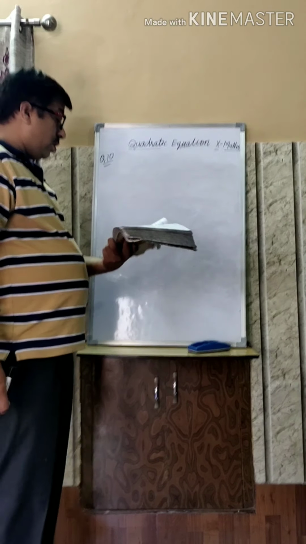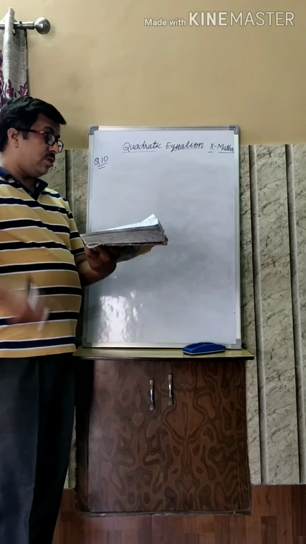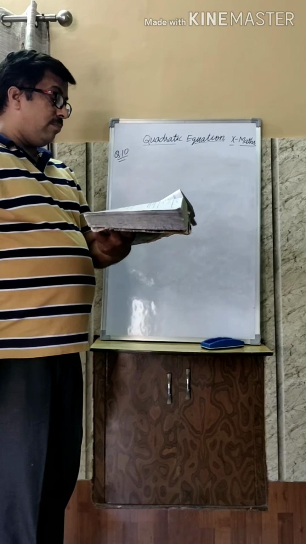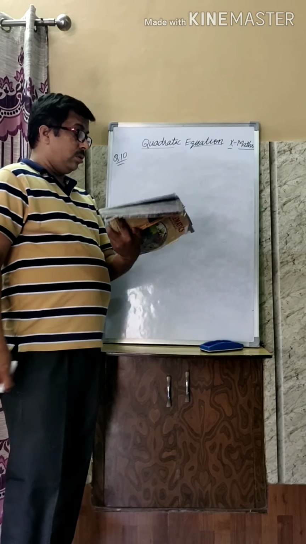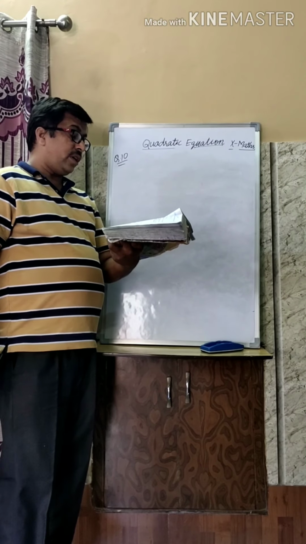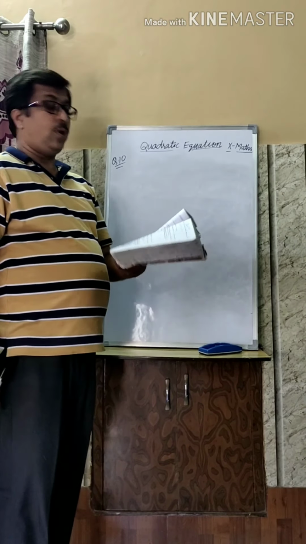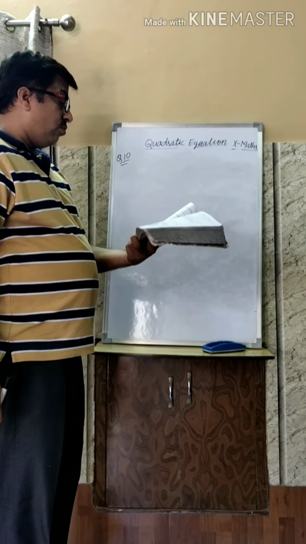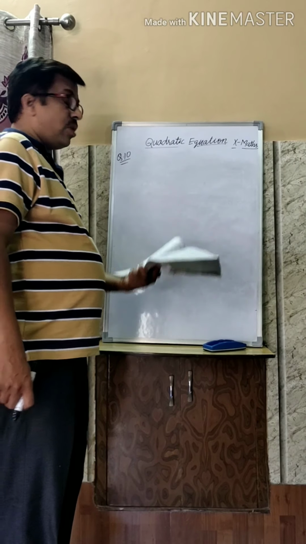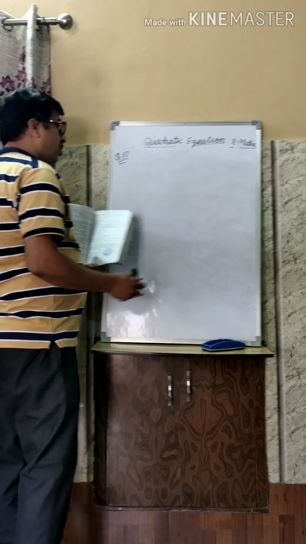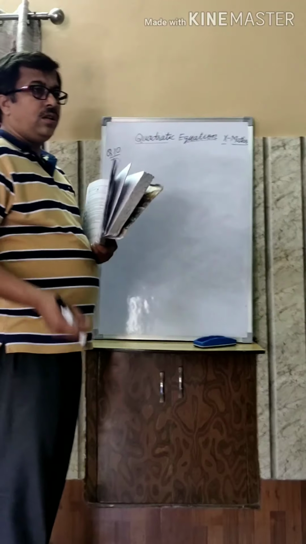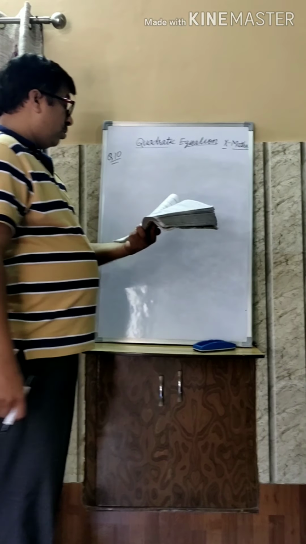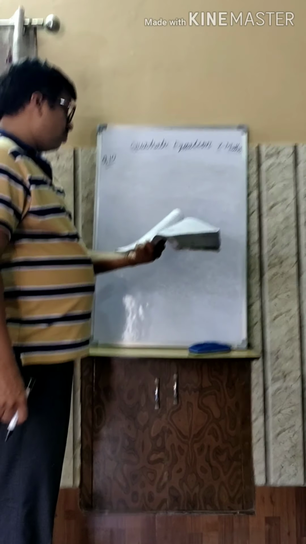An express train takes 1 hour less than the passenger train to travel 132 km between Mysore and Bangalore. If the average speed of express train is 11 km per hour more than that of passenger train, find the average speed of two trains. So my dear students, two trains are there. One is passenger, another is express train. So we have to find out the average speed of two trains.